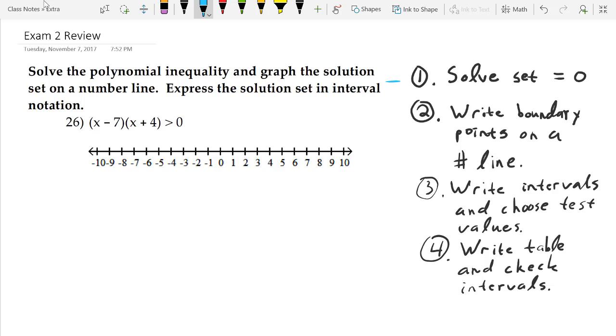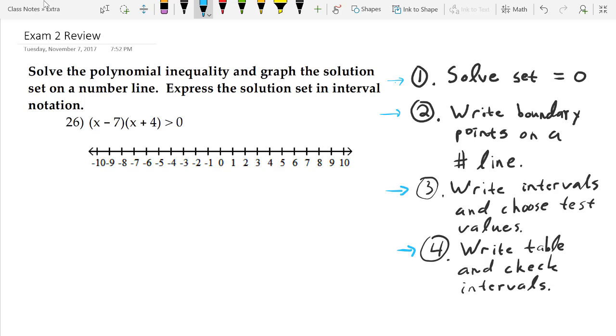First, I'm going to solve this set equal to 0. And then I'm going to write the solutions, and we're going to call those boundary points. Those are going to be written on a number line. Once we've set up our number line, we'll have set up intervals. So we're going to write those intervals and choose some test values from inside the intervals. And then we're going to write a table and check all the intervals that we have found using our boundary points.